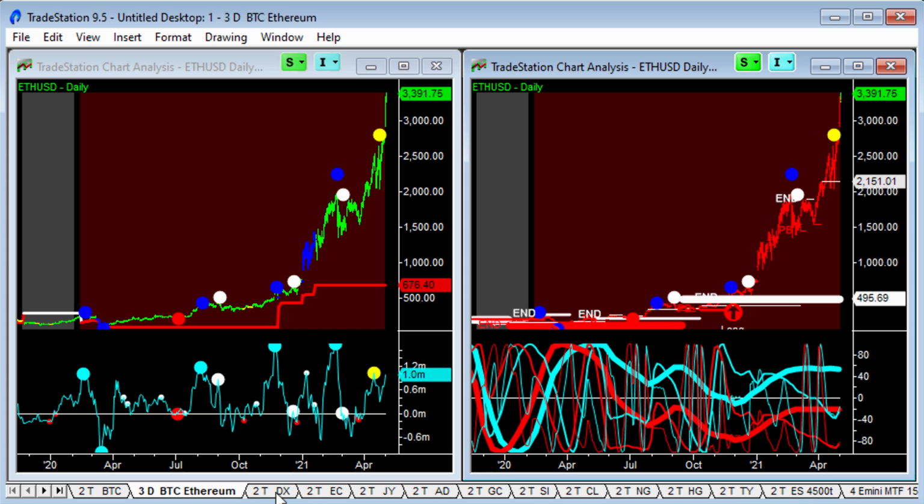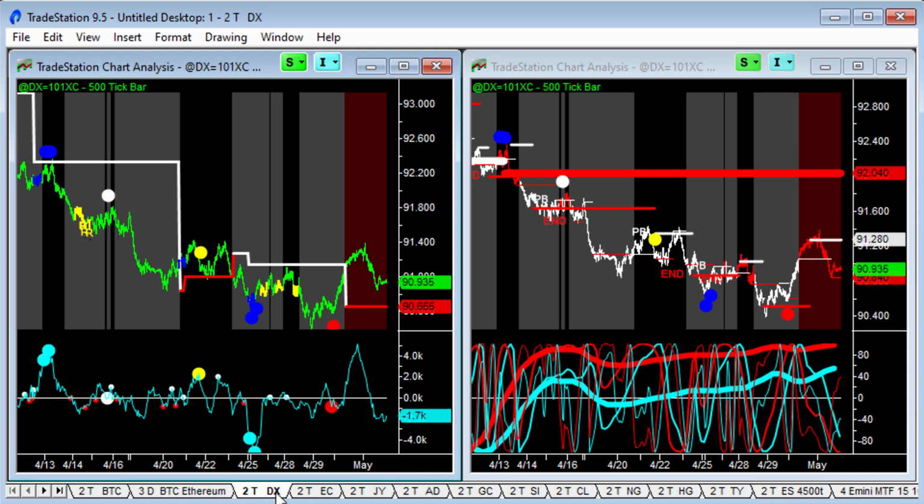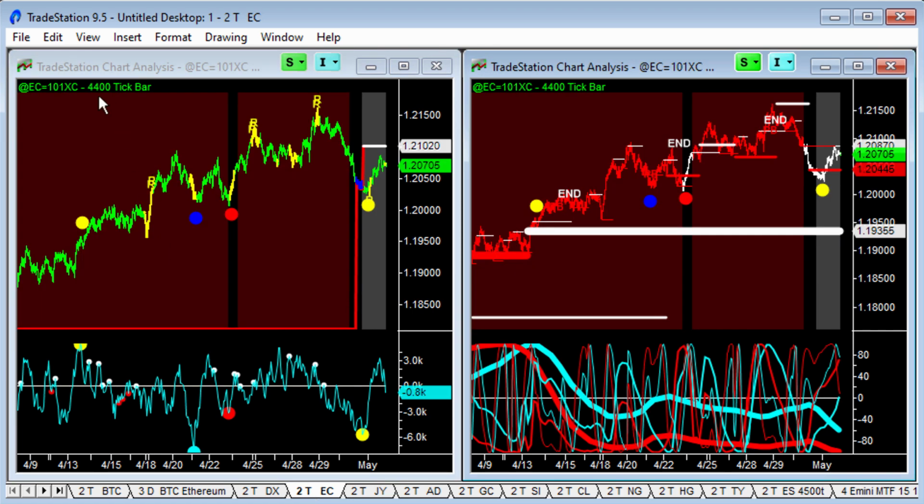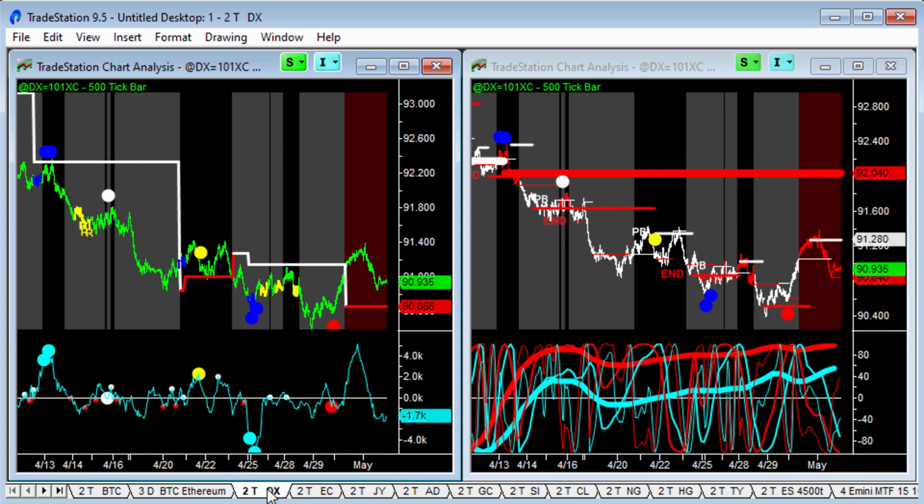Let's talk about the dollar index and the euro. The dollar index is trying to bottom, but it is not time yet for the dollar index. So here's the 500 tip bar chart of the dollar index. It's not super heavily traded. All the other currencies on the futures forex charts are far more heavily traded, like the euro and the Japanese yen. For example, on the euro chart, we use a 4400 tip bar chart to equate to about an hour's activity. On the dollar index, it's only a 500 tip bar chart.